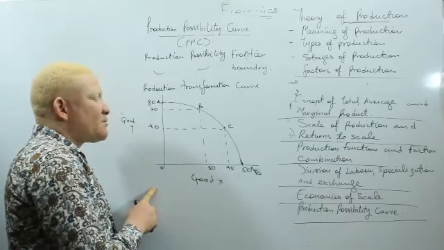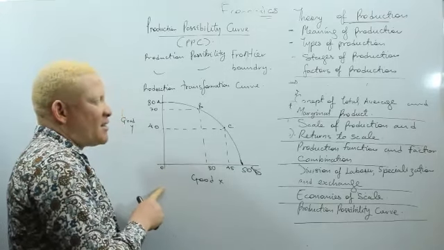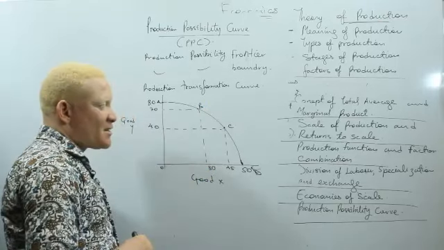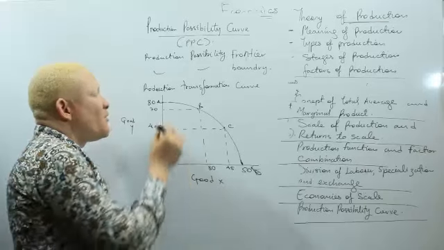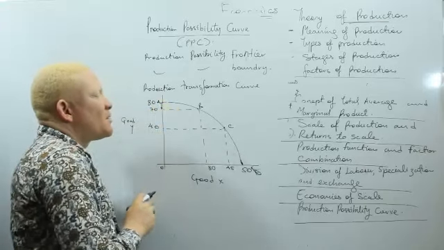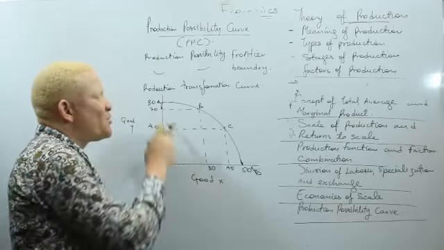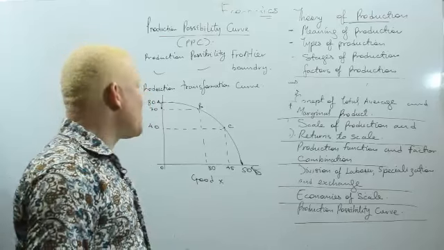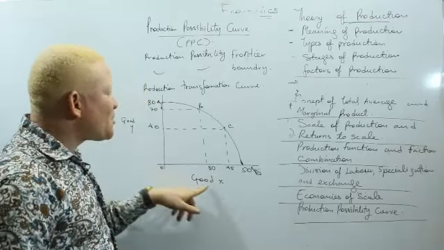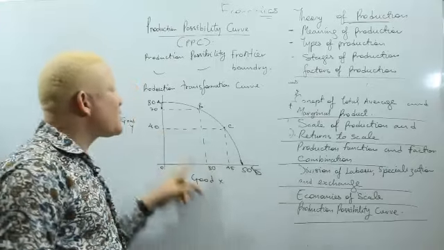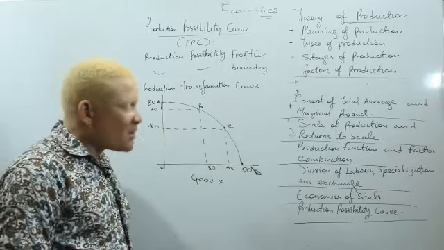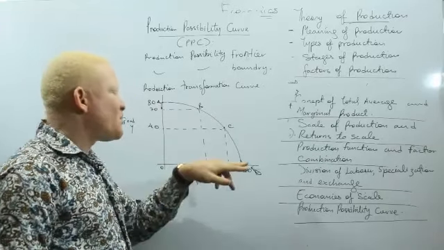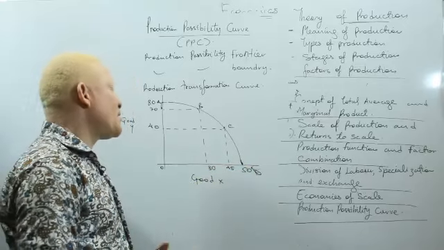But for the fact that I decide at point B to produce 30 units of X, I had to produce only 70 units of Y, meaning that I had to lose how many units? Of course, 10 units of Y. So in other words, the opportunity cost for producing 30 units of X is 10 units of Y that was lost.